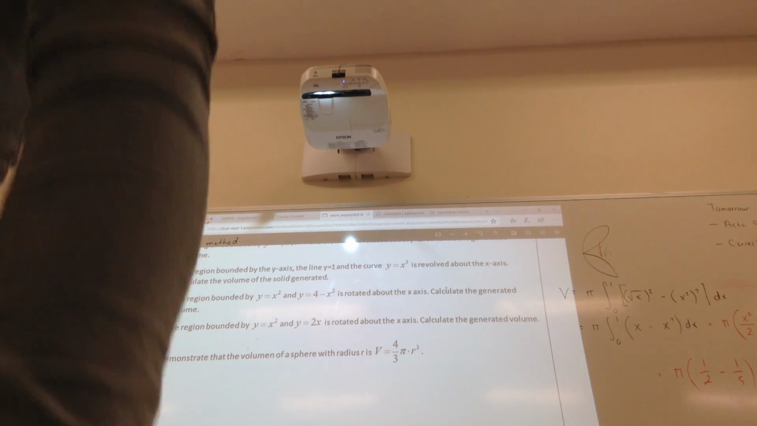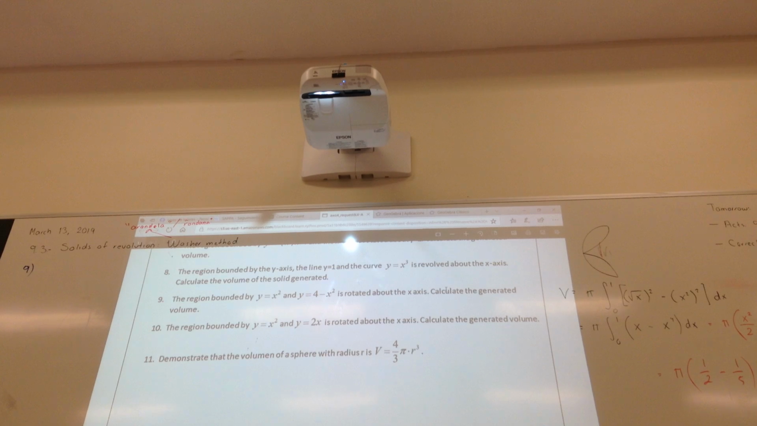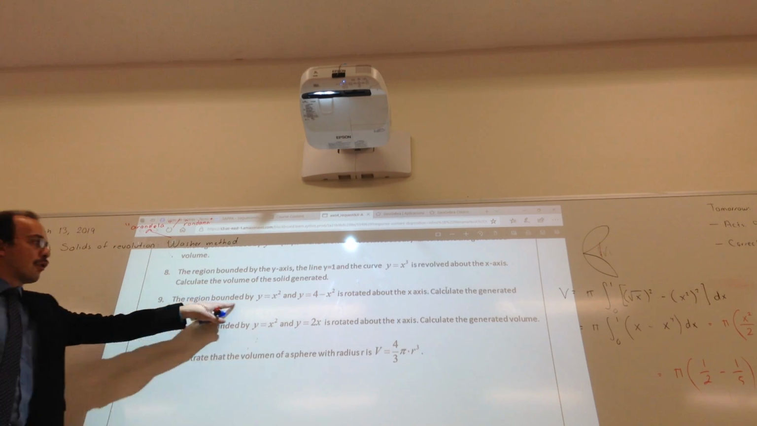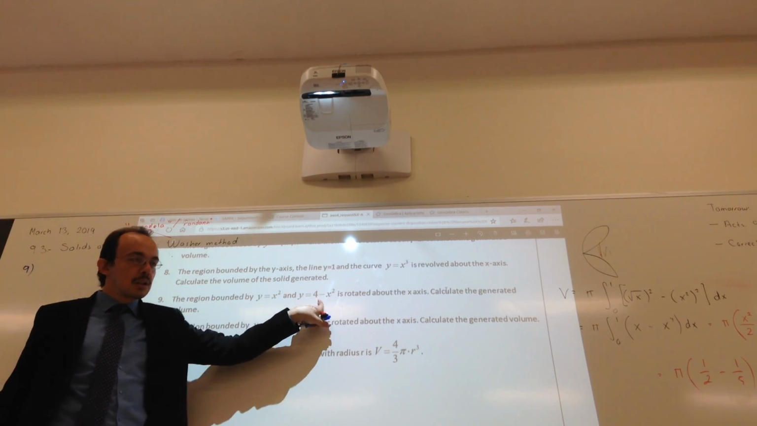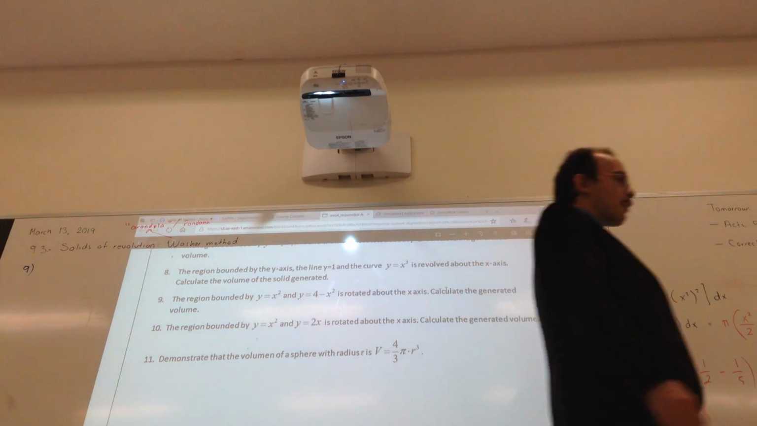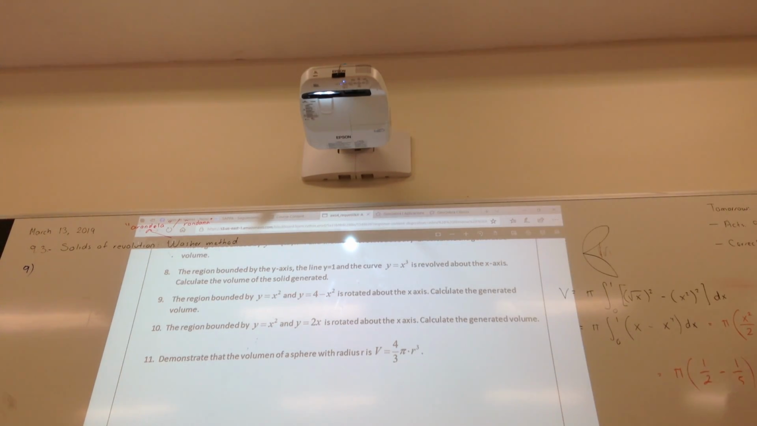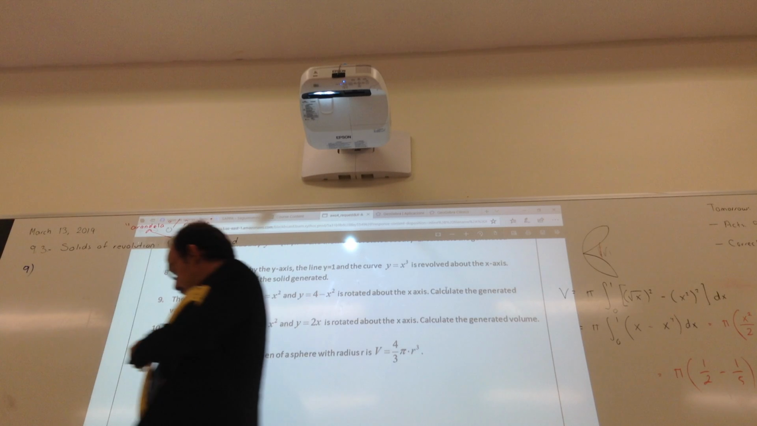Let's try number 9. It says the region bounded by y equal to x squared and y equal to 4 minus x squared rotated about the x-axis. Calculate the volume. In this one, for example, I need to graph both. What is this and what is that? Both are parabolas, yeah. To graph that.